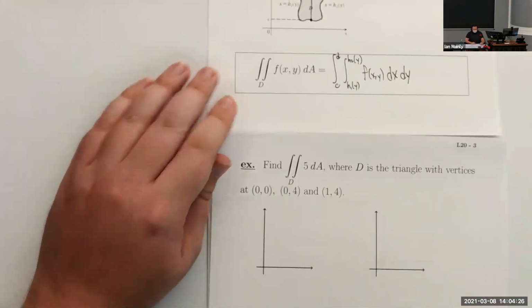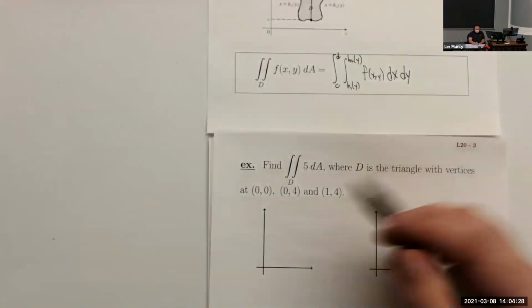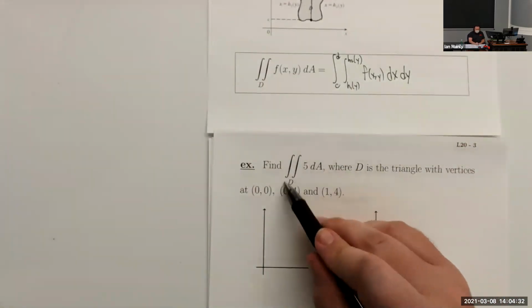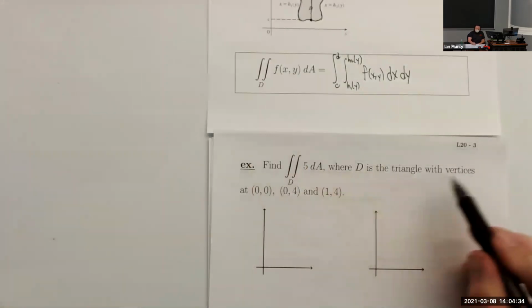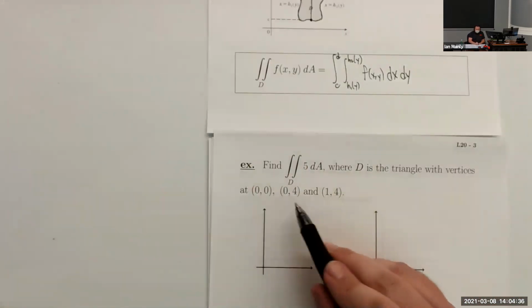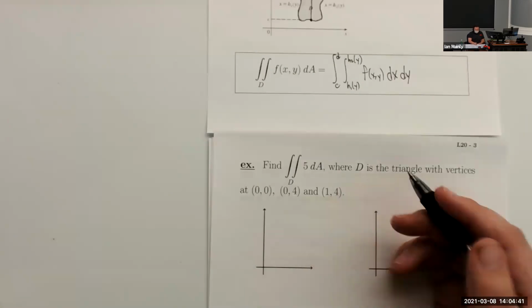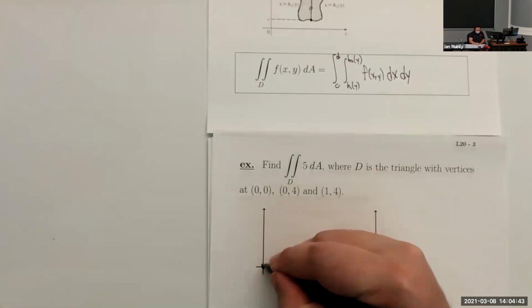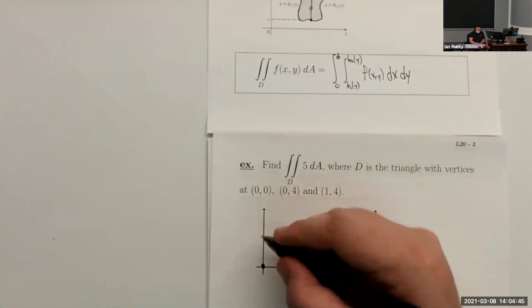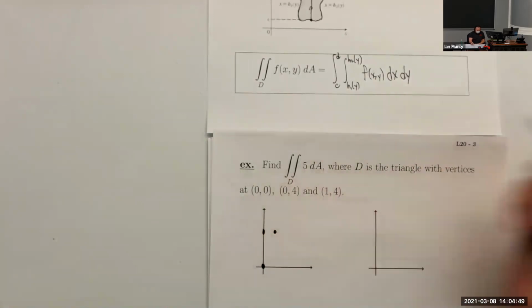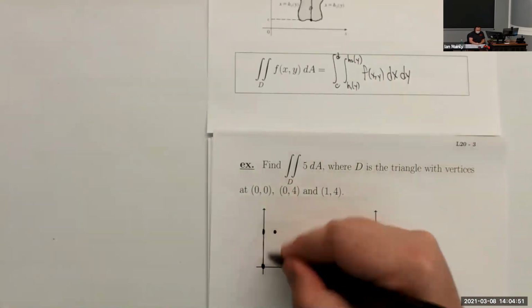All right, so let's do a simple example here. Find the double integral of 5 dA over the region D, where D is the triangle with vertices (0, 0), (0, 4), and (1, 4) right here. All right, so let's draw what that looks like. So here's (0, 0), here's (0, 4), and then we have (1, 4) right here.